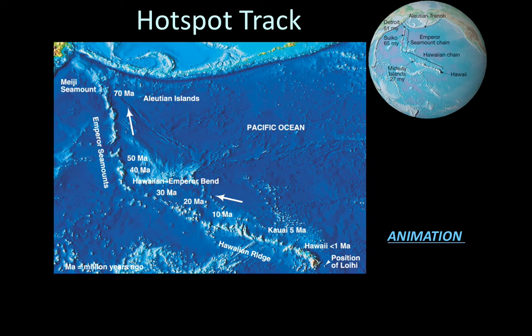We actually find what's called a hotspot track. So for example, in the vicinity of the big island of Hawaii and the Hawaiian island chain, we actually have where the current volcanic activity is happening under Kilauea on the big island. But if we go in distance away from the hotspot to the other islands in the volcanic chain, we could go to Maui and Oahu and Kauai.